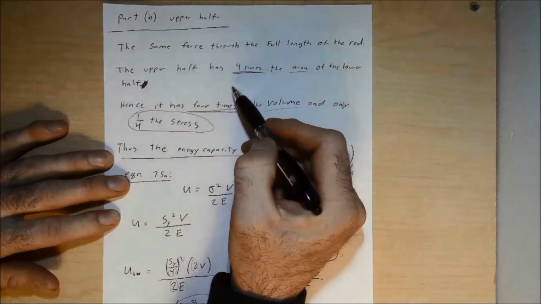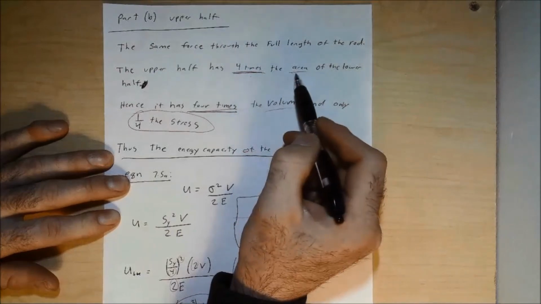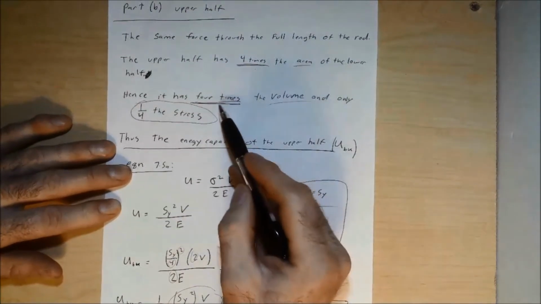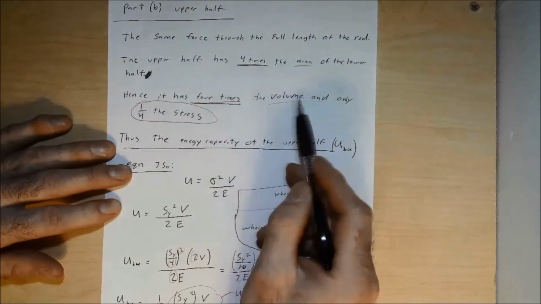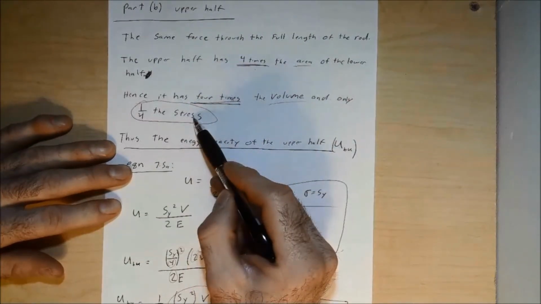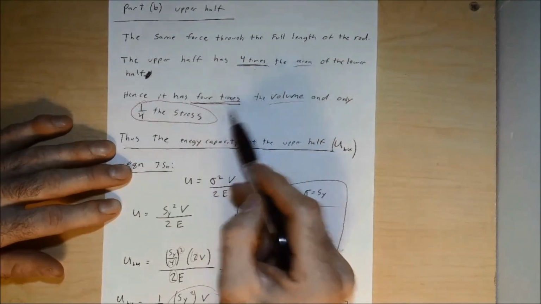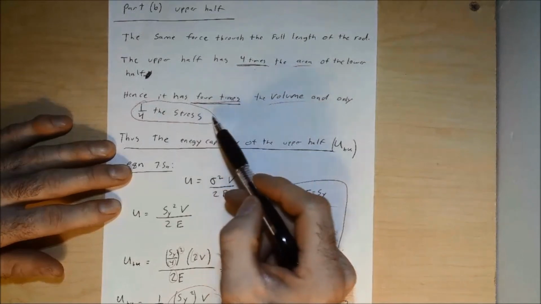If we take a look at our geometries and our equation for area, we can prove for ourselves this is 4 times the area of the lower half. It's also going to have 4 times the volume and only 1/4 the stress. So again, we can go back, take a look at our geometries and those equations and prove to ourselves that again, 4 times the area, 4 times the volume, and only 1/4 the stress.